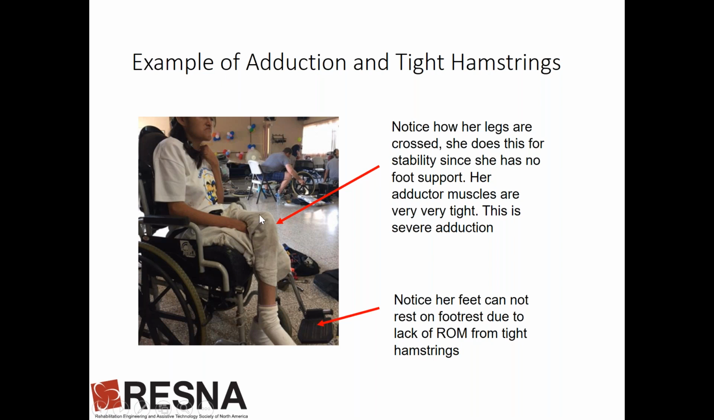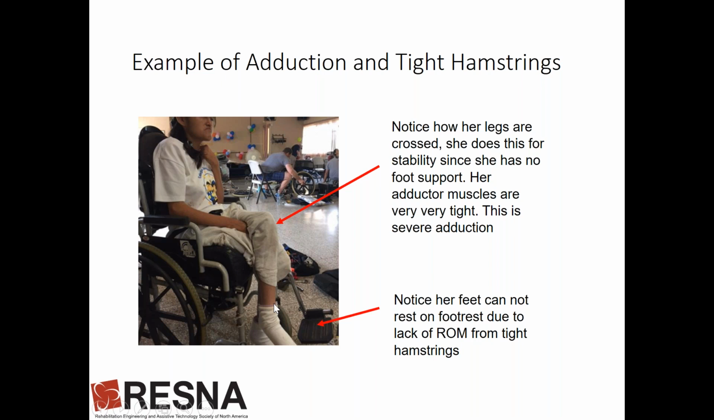If we can't get her stretched out and she continues to sit and strengthen her adductors, we're not going to be able to help her with her hygiene. So we were able to get her midline, but we couldn't do it until we got some foot support. When we talk about hamstring tightness, I want you to think about this. Her foot could not reach this foot pedal because she only had 90 degrees of range of motion. So I needed to move the foot pedal to her.